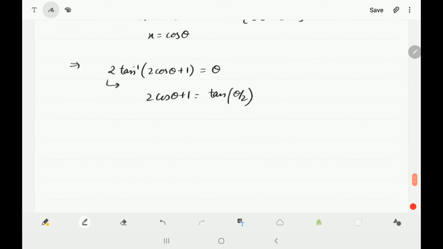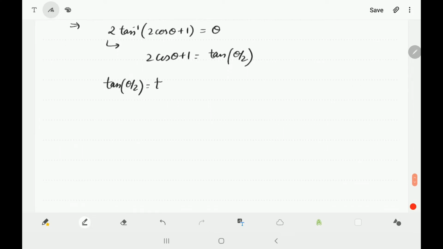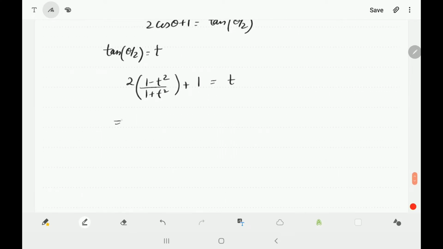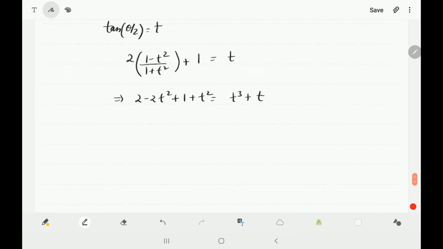Okay, so for solving this equation, it has now become a trigonometric equation. Let's consider tan theta by 2 as t. So our equation now will become 2 times (1 minus t square upon 1 plus t square) plus 1 is equal to t, because cos theta in terms of tan theta by 2 can be written as 1 minus t square upon 1 plus t square. Now on solving this we will get 2 minus 2t square plus 1 plus t square is equal to t cube plus t. So finally we have the equation t cube plus t square plus t minus 3 is equal to 0.